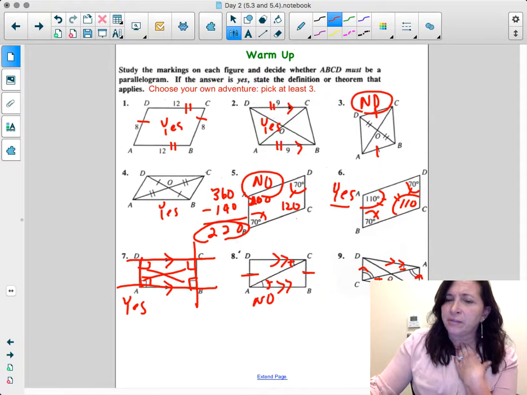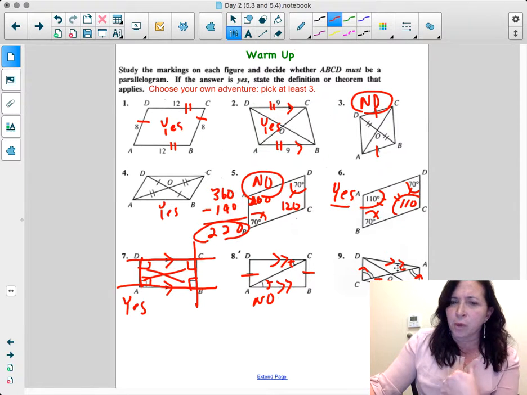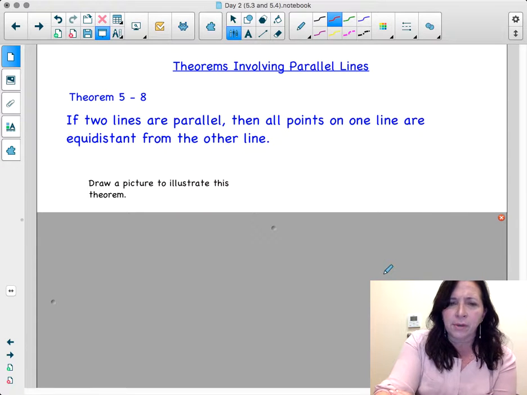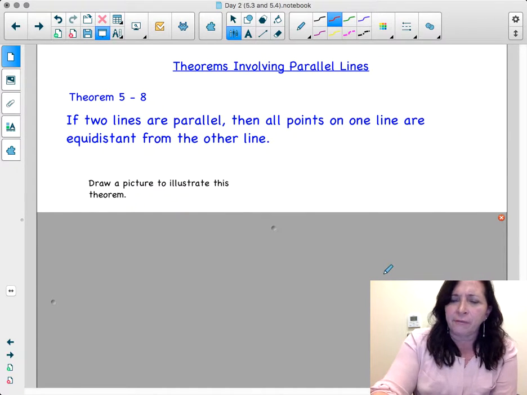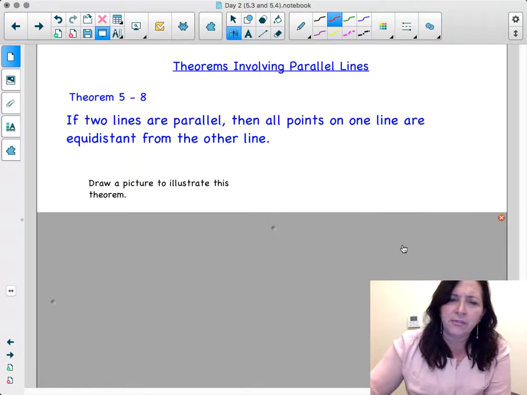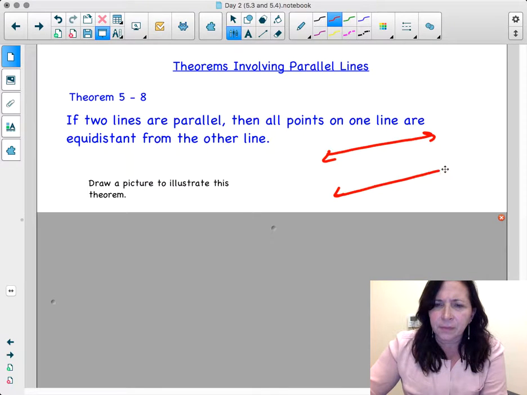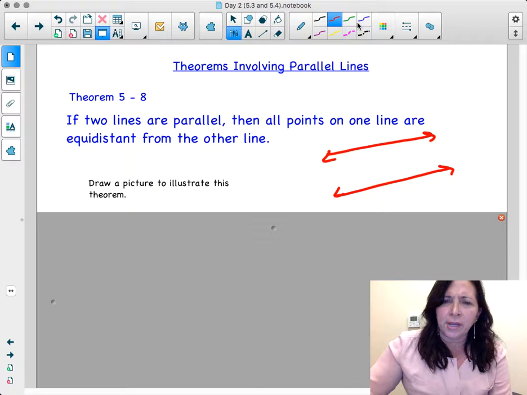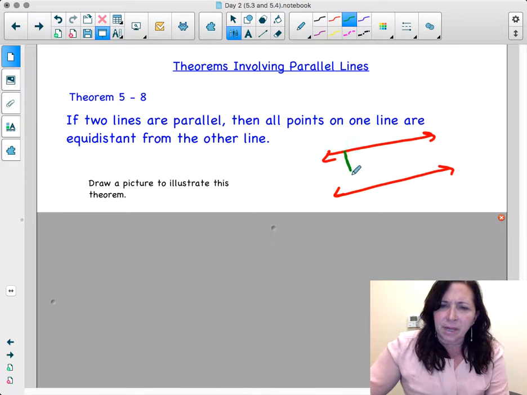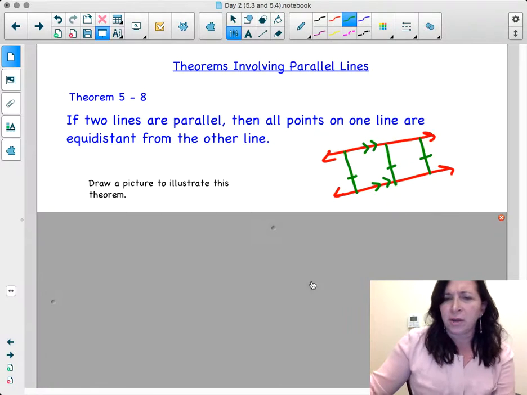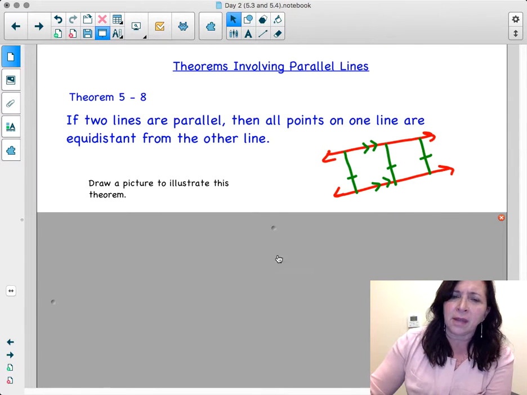So by the definition of a parallelogram, quadrilaterals that have both opposite sides parallel are parallelograms. So what I would do, I have a few theorems that involve parallel lines, so we're going to go over that. If two lines are parallel, so I'm going to draw two lines that are parallel, then all points on one line are equidistant from the other line, meaning this distance is going to be the same as this distance here, which is going to be the same as that distance here, as long as the lines are parallel. And I would use something like that.